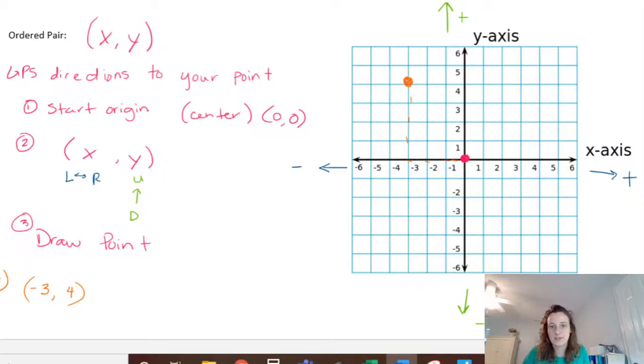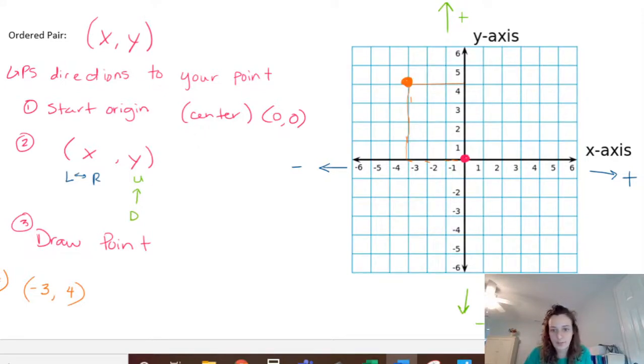Okay, notice here that I am at 4 and -3. Okay, so that is how you plot your points. You always do the x value, which is left and right first, and then the y value, which is up and down. All right, how about in this type of a problem, though?